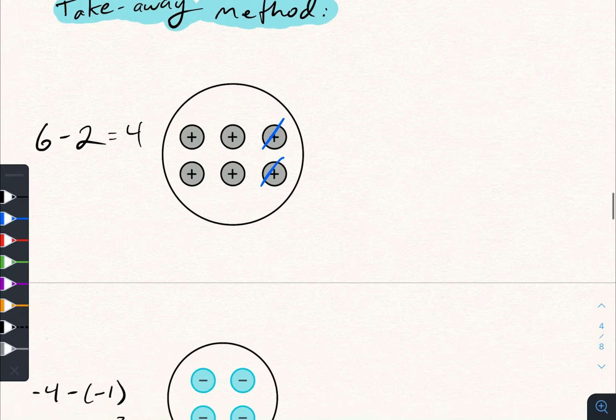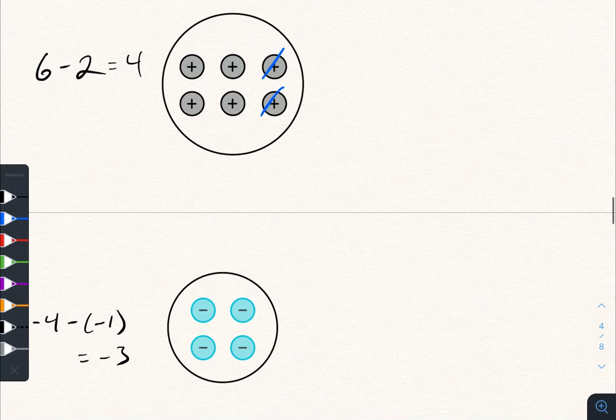Okay, and we could do something similar when it comes to subtracting negative integers. So if I wanted to do -4 minus -1, we start with 4 negative chips, and then we take away 1 of those negative chips, and we're left with 3 of those negative chips. And because we end up with 3 negative chips, we would say that this equals -3.